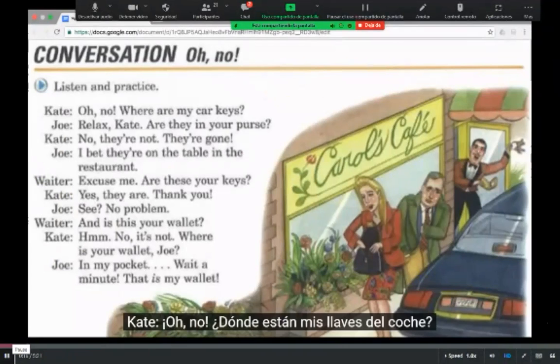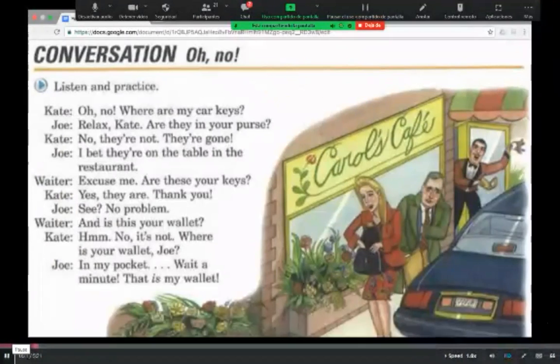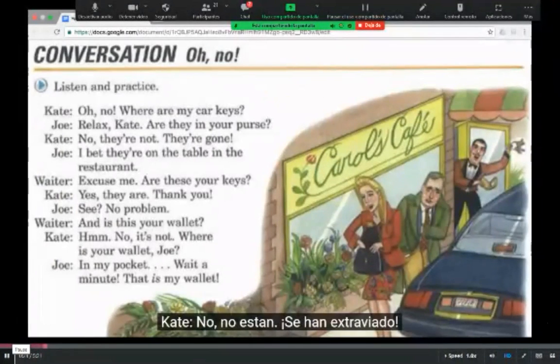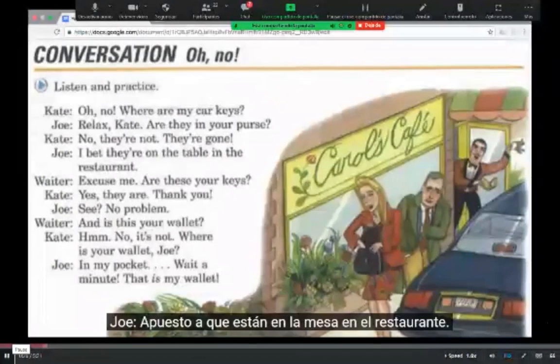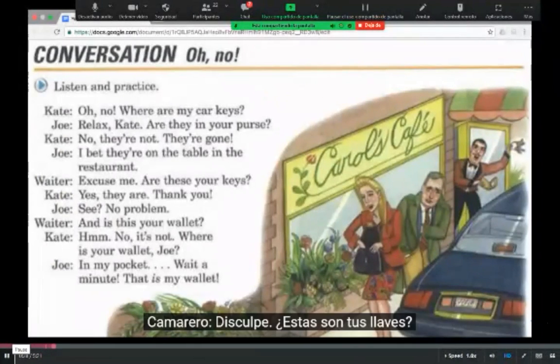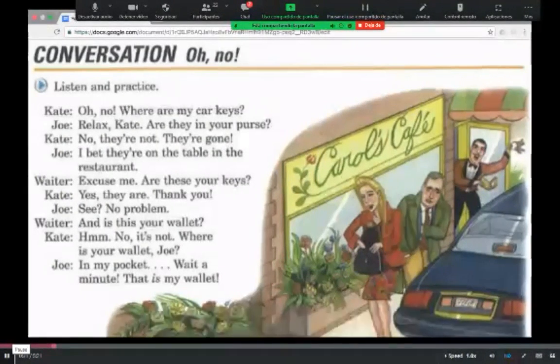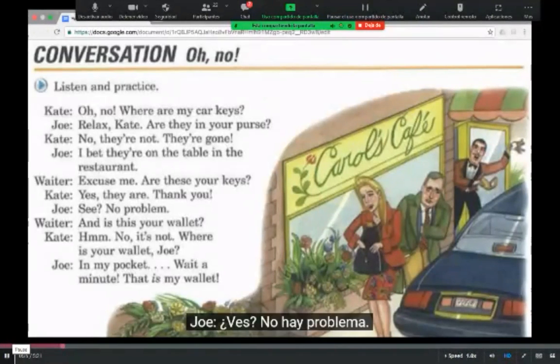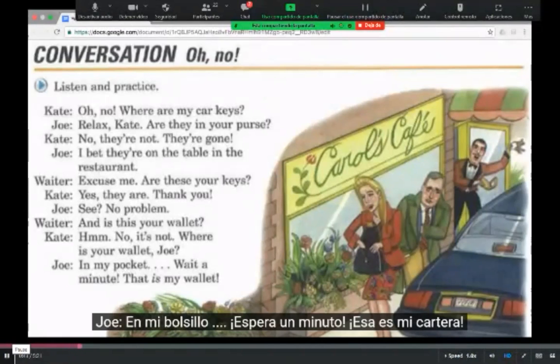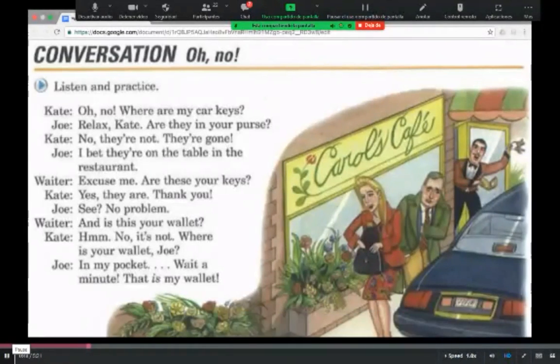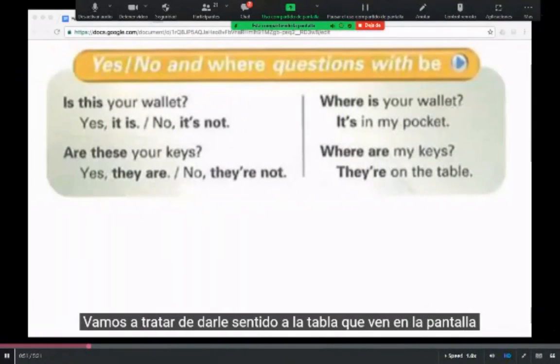Oh no, where are my car keys? Relax, Kate. Are they in your purse? No, they're not. They're gone. I bet they're on the table in the restaurant. Excuse me, are these your keys? Yes, they are. Thank you. See? No problem. And is this your wallet? No, it's not. Where is your wallet, Joe? In my pocket. Wait a minute. That is my wallet.